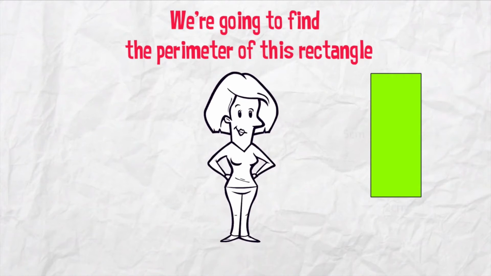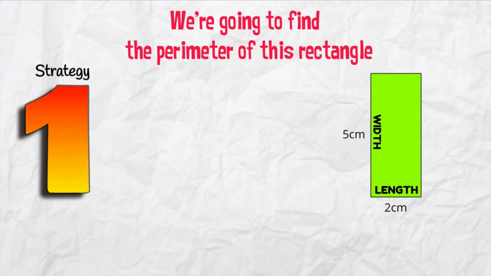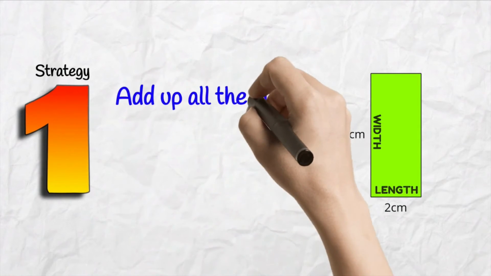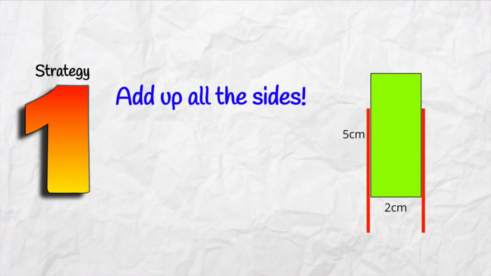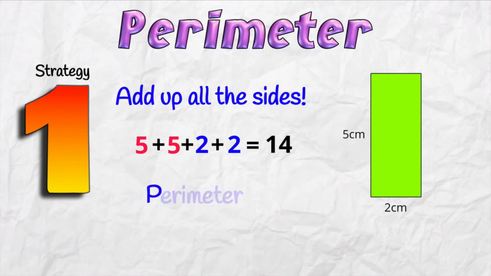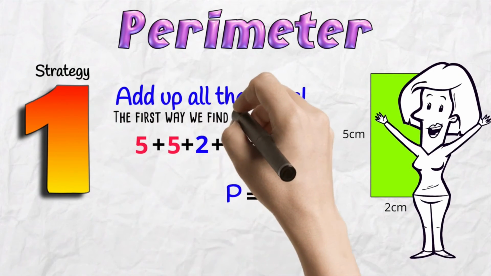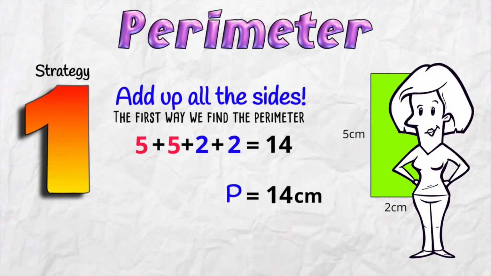We have 2 pieces of information, the length and the width, and that's all we need. Strategy number 1 is we can just add up all the sides. These 2 sides are equal, so that's 5 plus 5, and these 2 sides are equal, 2 plus 2. Altogether, that makes 14. So the perimeter, or just P, is 14 centimetres. Adding up all 4 sides is the first way we find the perimeter.